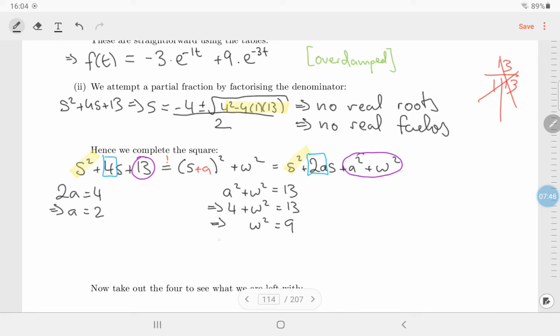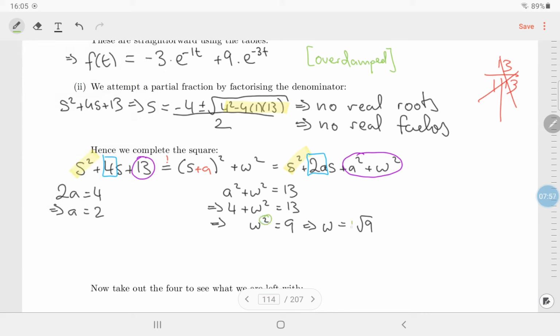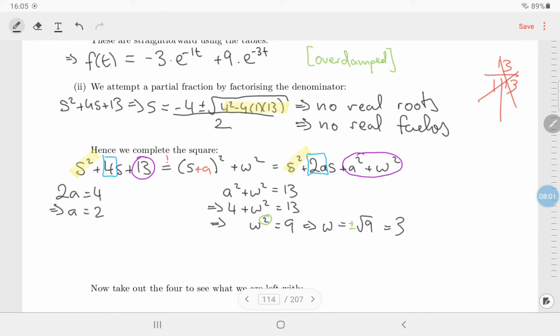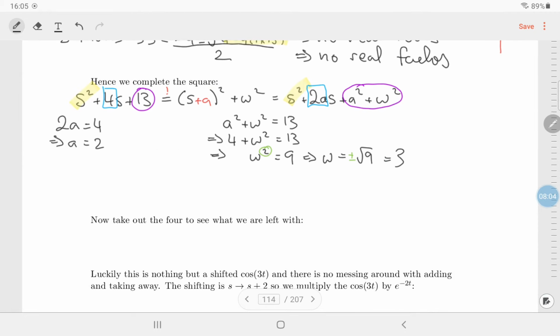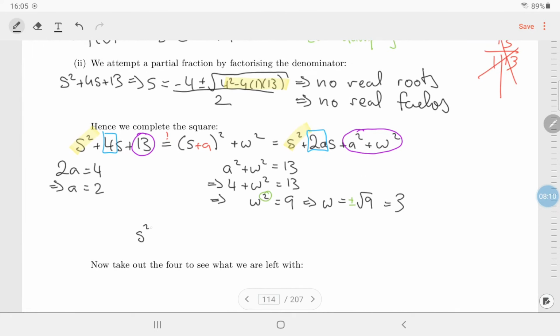And then we can take the square root of both sides and get omega is equal to the square root of 9. Now, strictly speaking, as an algebra problem, there are 2 solutions, plus or minus, but we can just pick one of them. You can run with minus 3 if you want, if you're a bit daft. So we've shown that s squared plus 4s plus 13 is equal to s plus a, which is s plus 2, squared, plus omega squared, which is 3 squared.